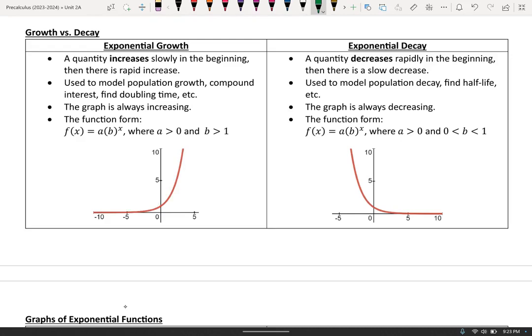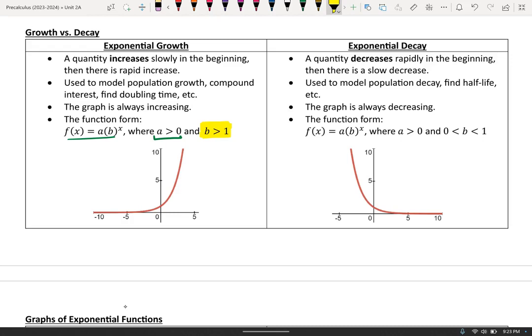And then the function form would be our general form. A would be greater than 0, but then this is the most important part here, is that our b value is going to be greater than 0. We did actually talk about this in the previous lesson where we had our growth and decay rates, and our b, our rate of growth here, for growth has to be greater than 0. In exponential decay, our quantity is decreasing rapidly at first and then starts leveling out.